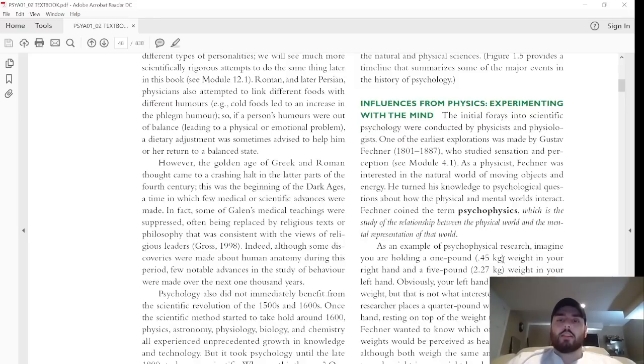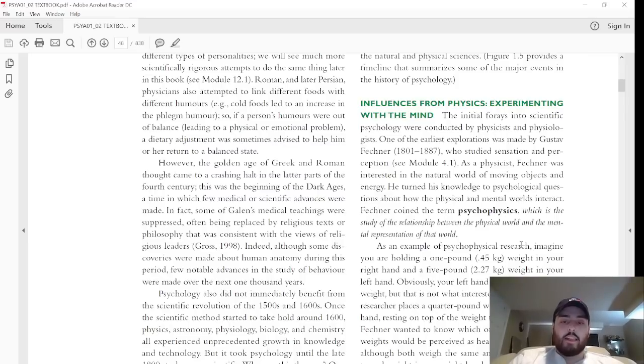So if we look at the influences from physics and experimenting with the mind, the initial forays into scientific psychology were conducted by physicists and physiologists. One of the earliest explorations was made by Gustav Fechner, who studied sensation and perception as a physicist. Fechner was interested in the natural world of moving objects and energy. He turned his knowledge to psychological questions about how the physical and mental worlds interact.